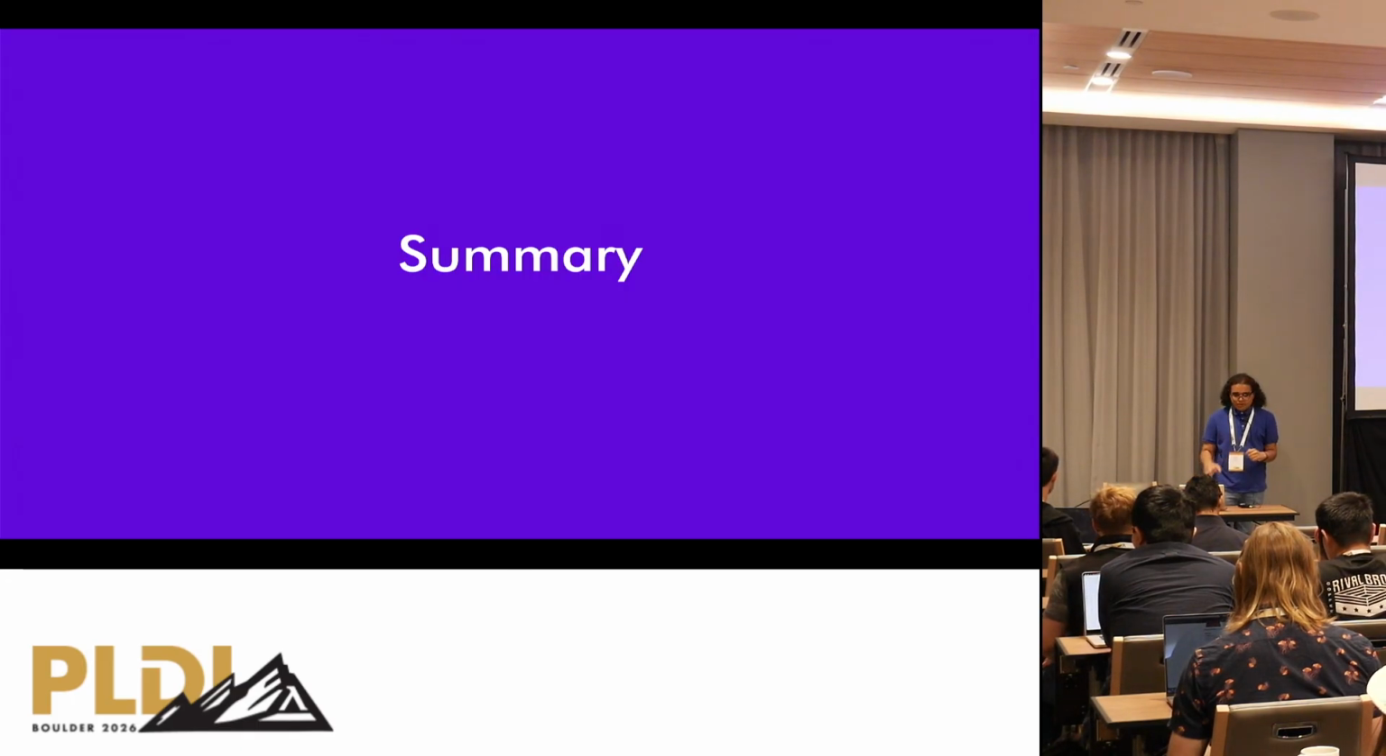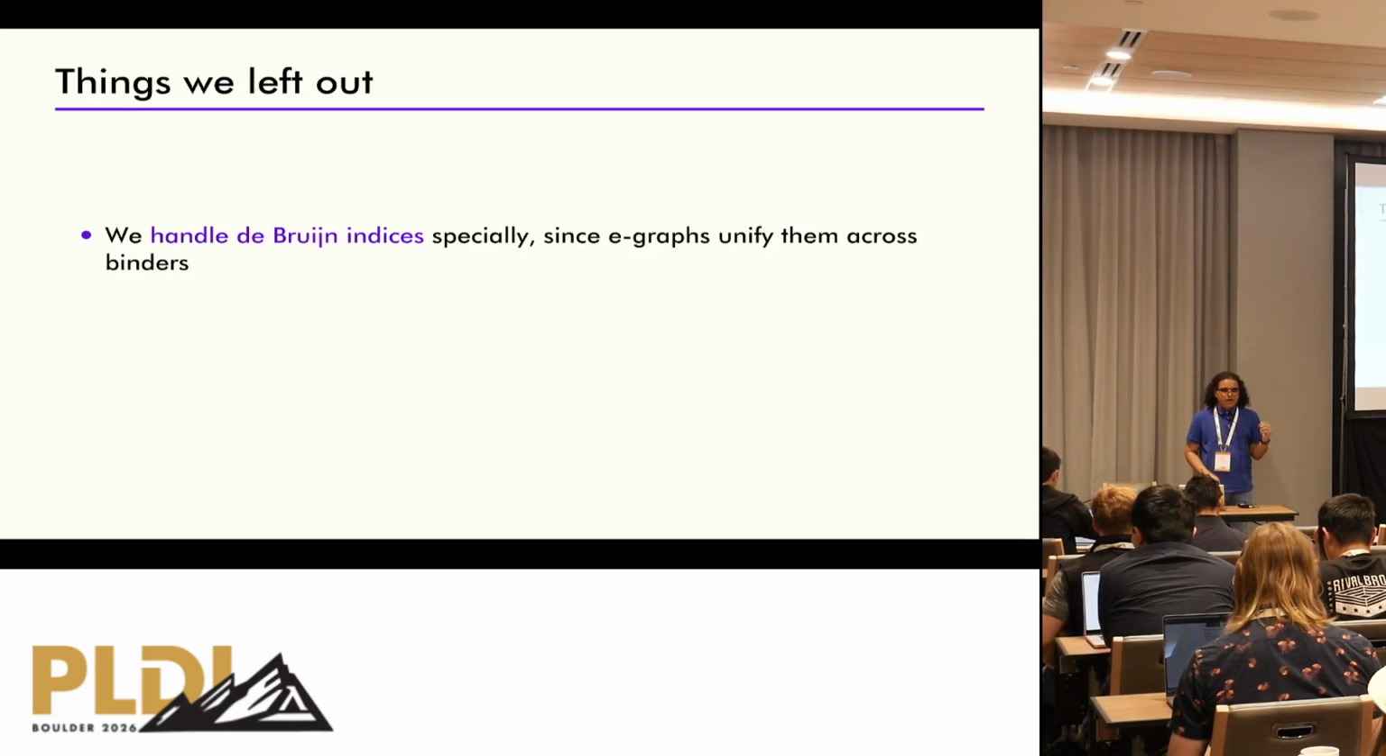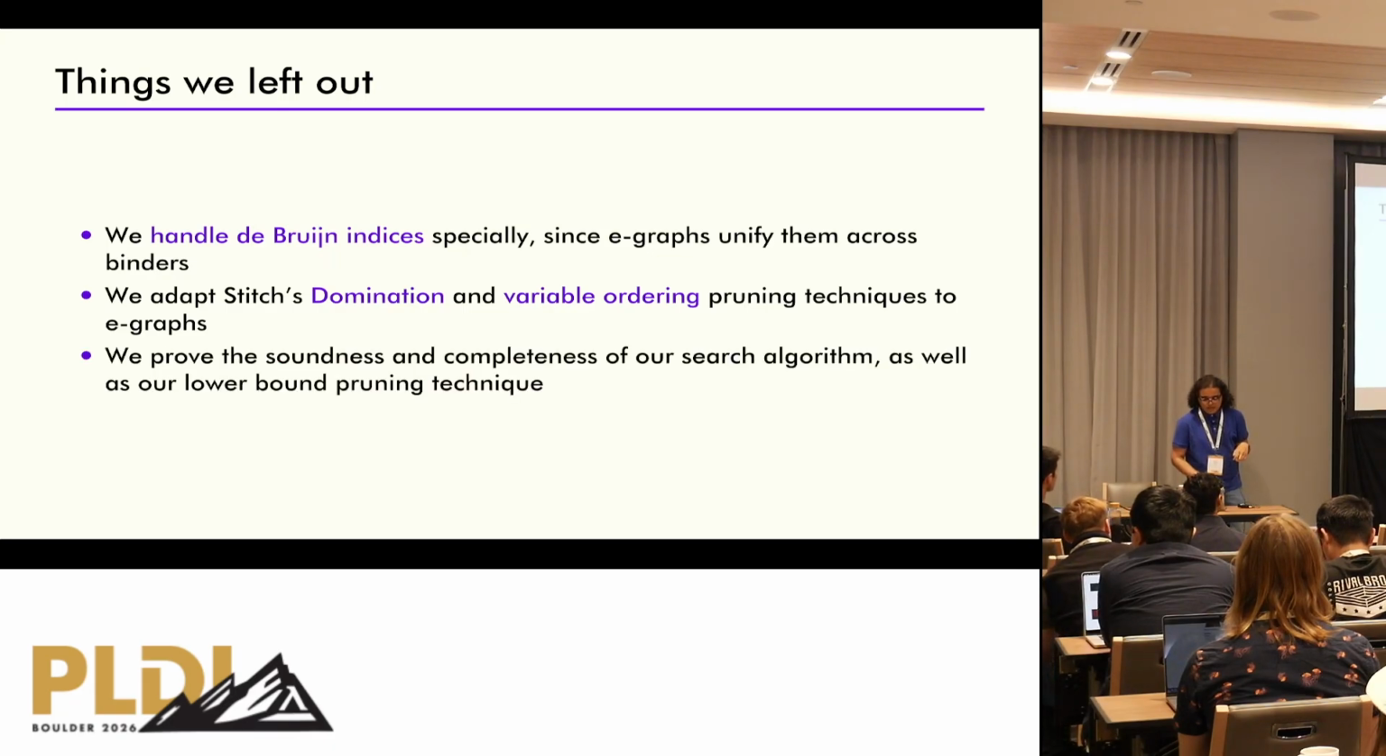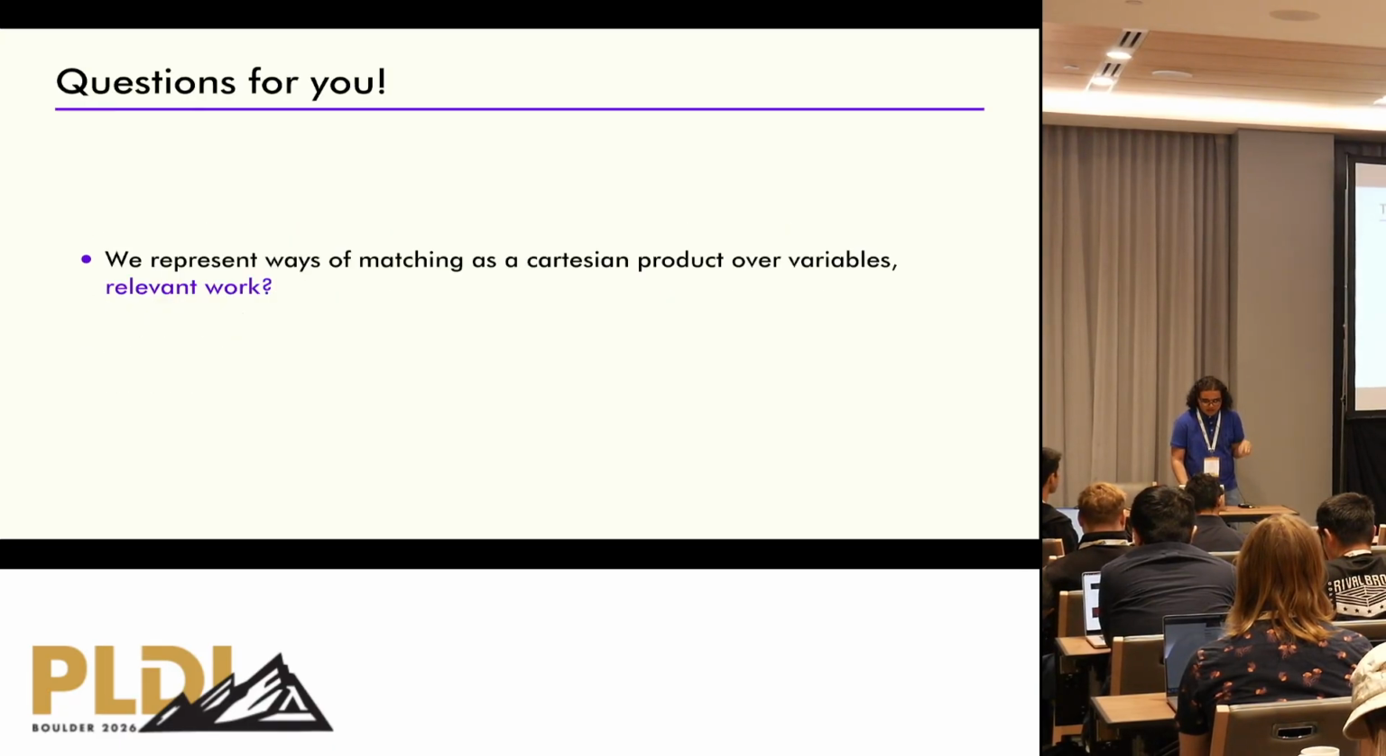And so in summary, we've got a couple things that we left out of this presentation. We handled the Brown indices specially. We adapt a bunch of the pruning rules from Stitch. And we prove the soundness and completeness of our technique. None of that was in this presentation, but it all exists.